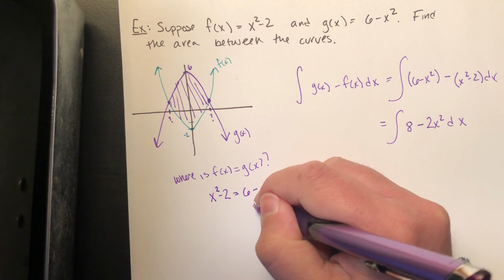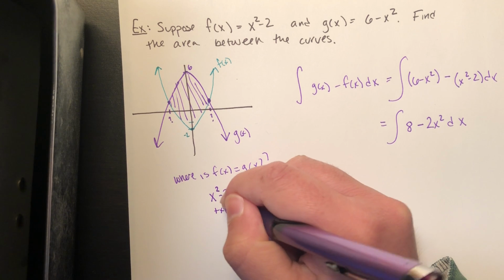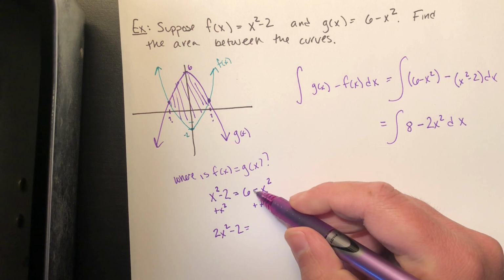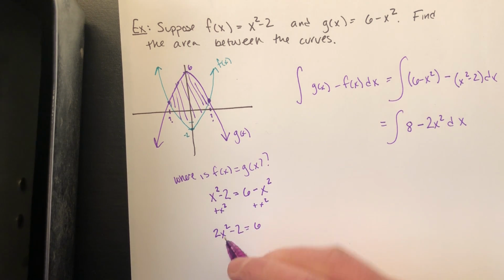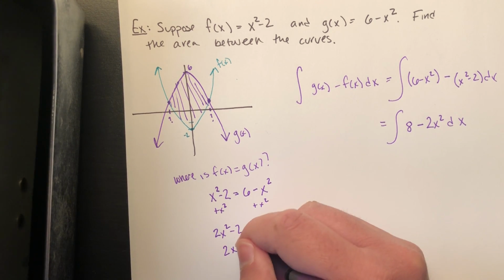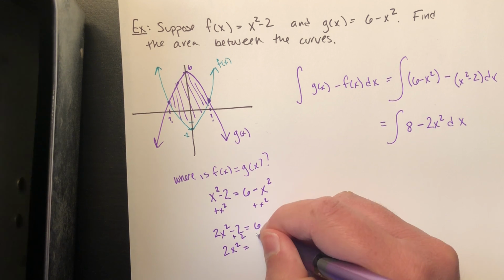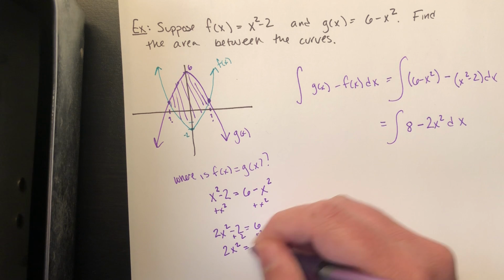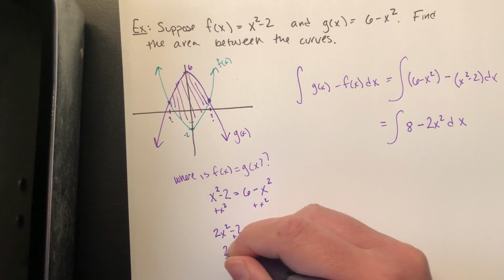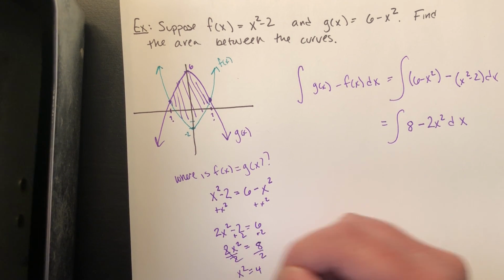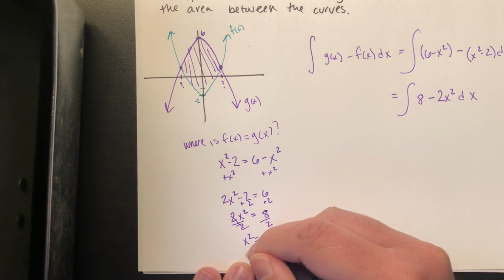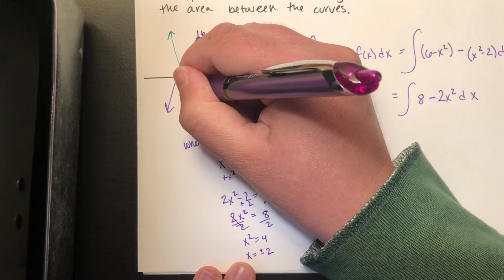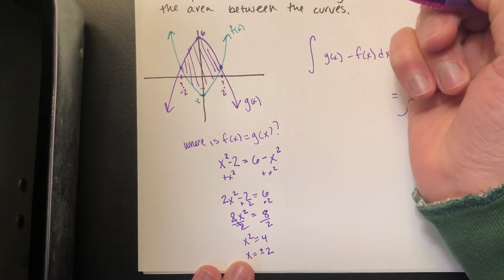All right, to solve this, I'm going to add x squared to both sides. So I get 2x squared minus 2 is equal to 6. Then I'm going to add 2 to both sides, so I get 2x squared is equal to 8. Then I'm going to divide by 2. Okay, so x squared is equal to 4. And now I know that the solutions to this are just positive and negative 2. Awesome. That's where they intersect, at negative 2 and positive 2.